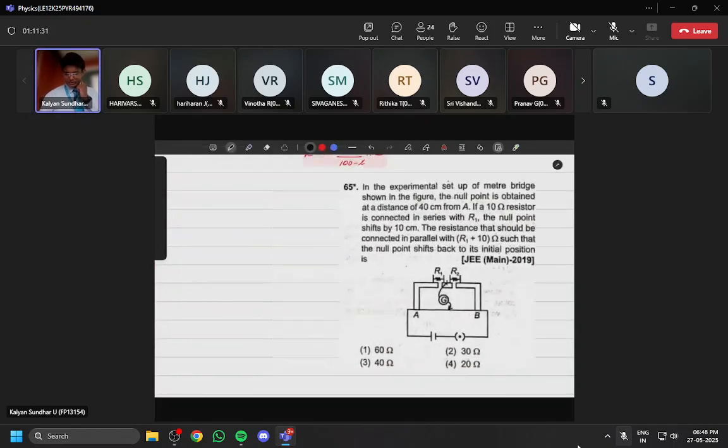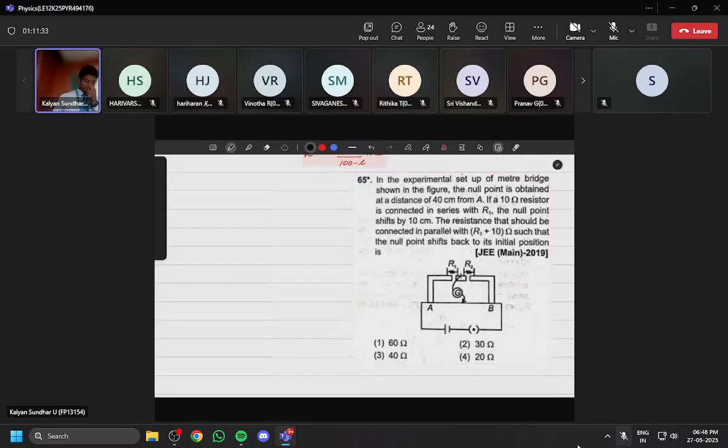This question. In the experimental setup of meter bridge shown in the figure, the null point is obtained at a distance 40 centimeters from here. If a 10 ohm resistor is connected in series with R1, the null point shifts by 10 centimeters. The resistance that should be connected in parallel with R1 plus 10 ohm. That null point has to come back to where it was initially. What is that resistance which is being connected along with?